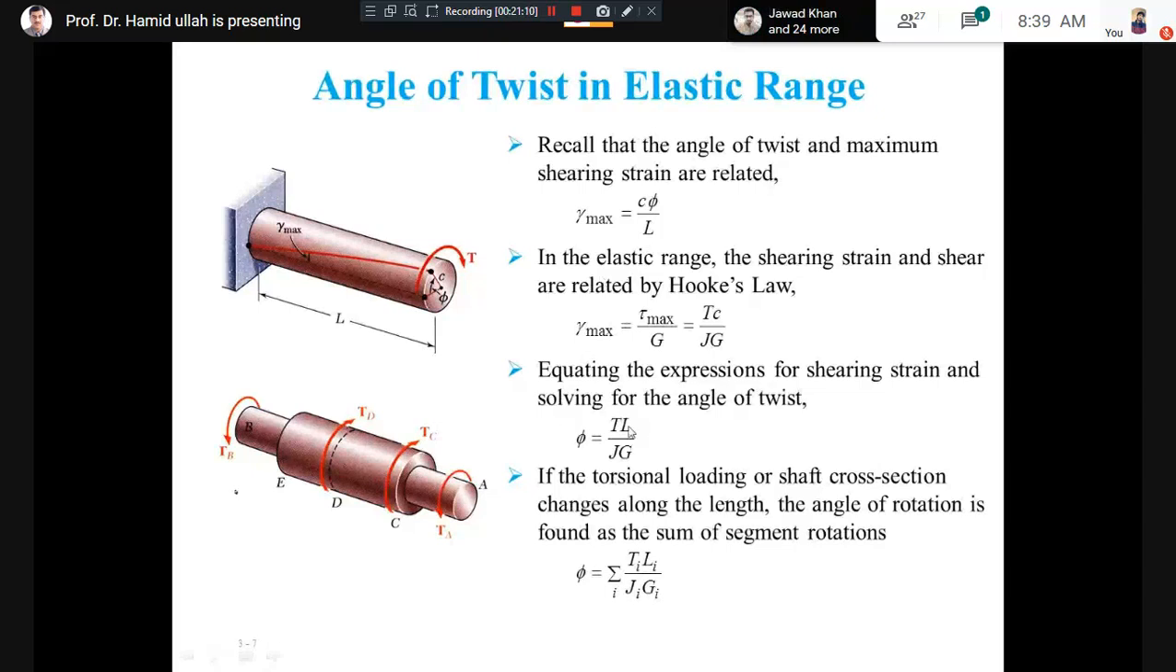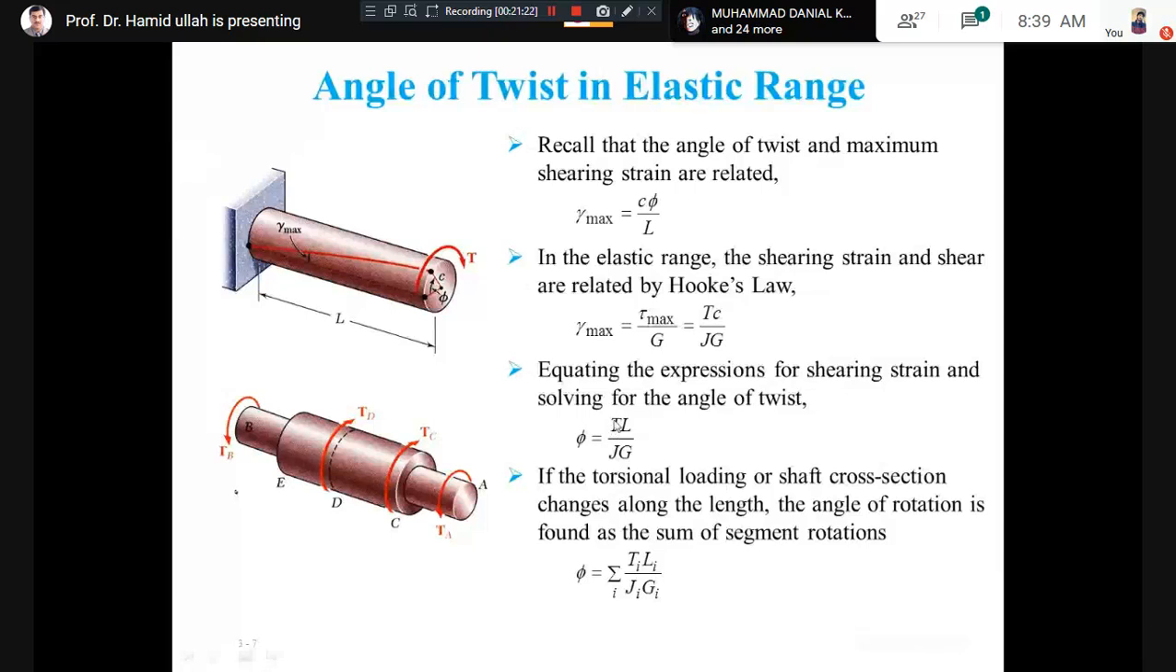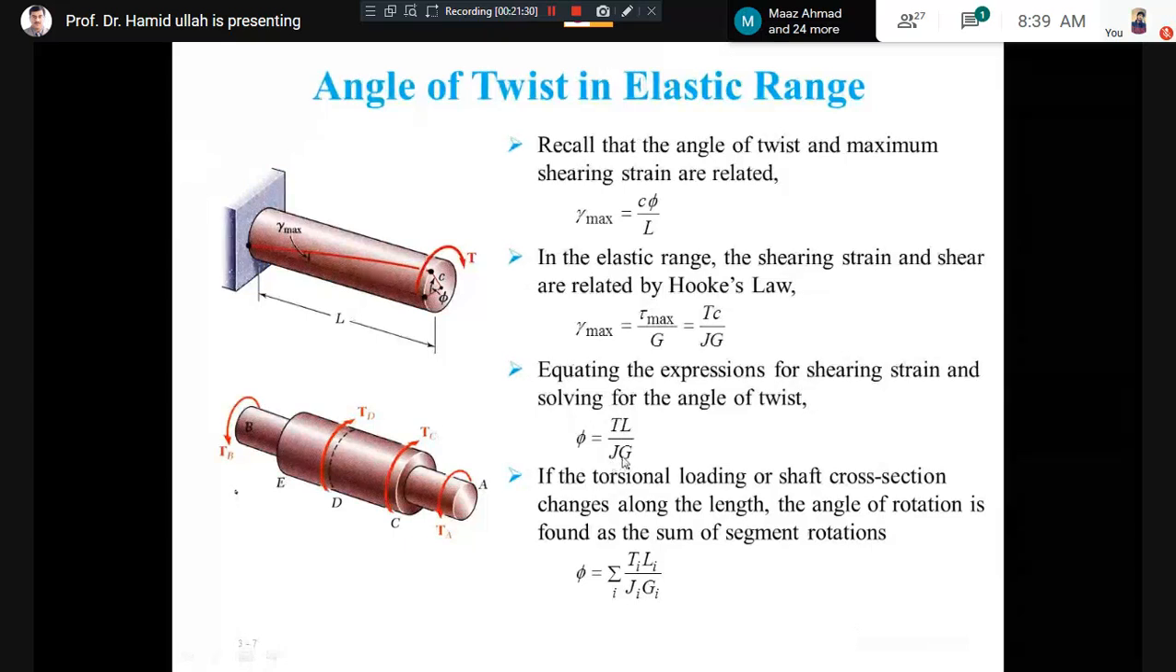So what is this relation? This is the relation which gives us the angle of twist produced in the shaft when the shaft is subjected to the action of torque. What is T? You can see it is a symbol for torque, a symbol for torsional load. What is L? Length of the shaft. J is the polar moment of inertia. And G is the modulus of rigidity, which is a material constant.